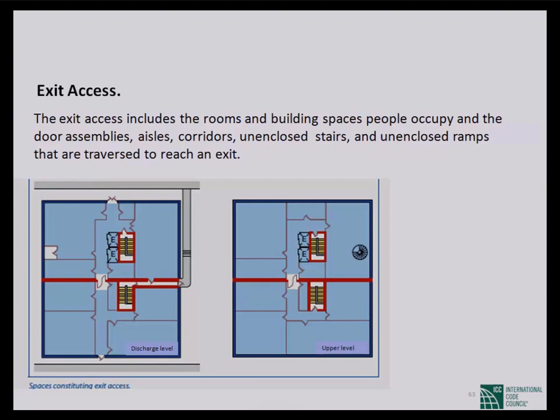On the discharge floor, the exit access starts from any room to the stair, and after the stair, the exit starts. If I read this, the exit access includes the room and the building space people occupy, and the door assembly, aisles, corridors, unenclosed stairs, and unenclosed ramps that are traveled to reach the exit. That is the exit access to reach up to the exit.